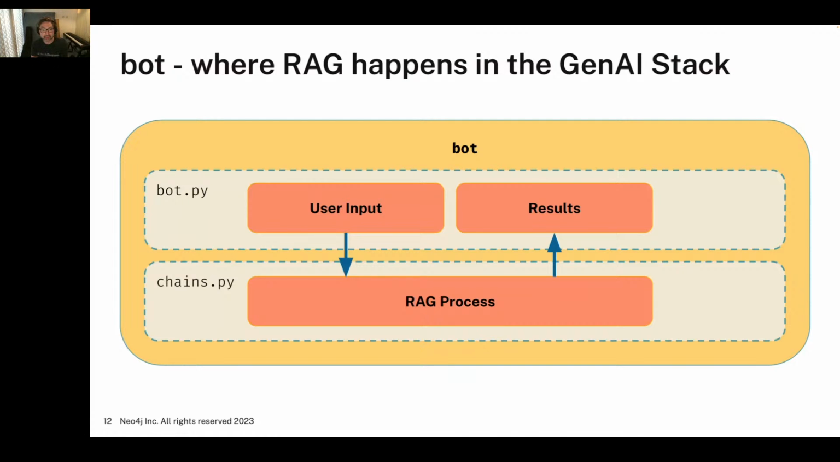In the example application in bot.py, all the user interface is just done with Streamlit. So it's really simple, you don't have to get too distracted by the UI at all. You can just focus on what the overall RAG flow is like.